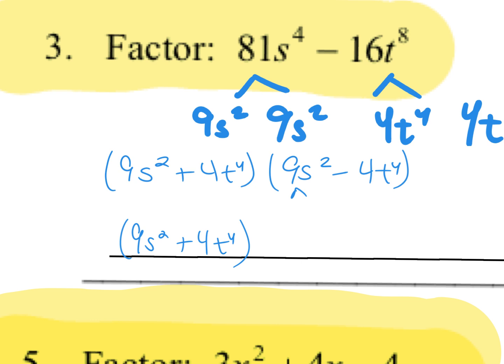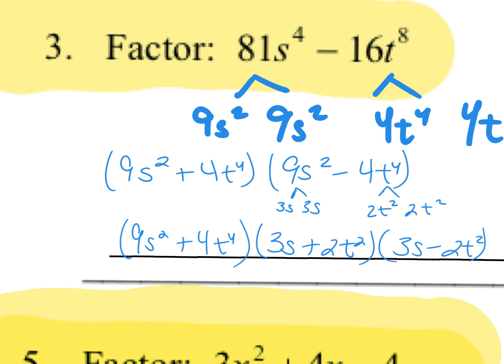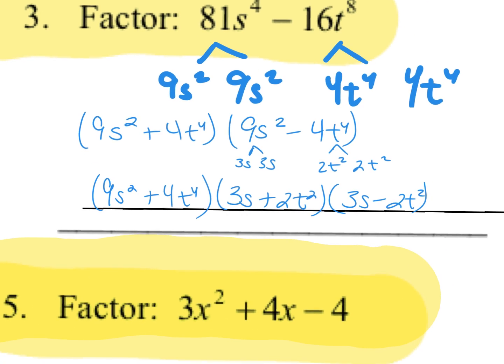Yes. What times what gives me 9s squared? 3s and 3s. Perfect. What times what is going to give me 4t to the 4th? 2t squared and 2t squared. So my parentheses are 3s plus 2t squared, 3s minus 2t squared. Again, if you want to change the plus and minus in the 3s and the 2t squared, that's fine. But you have to factor completely. It means break every single thing down.